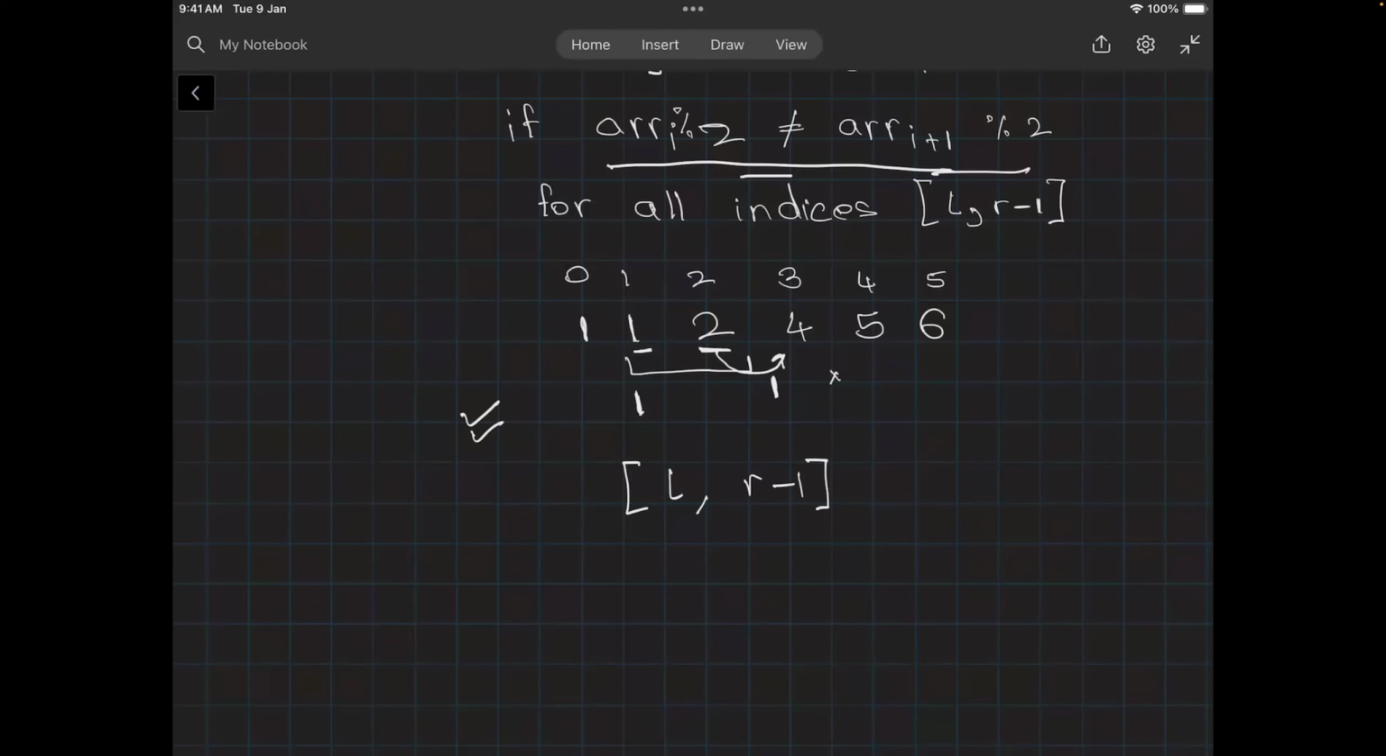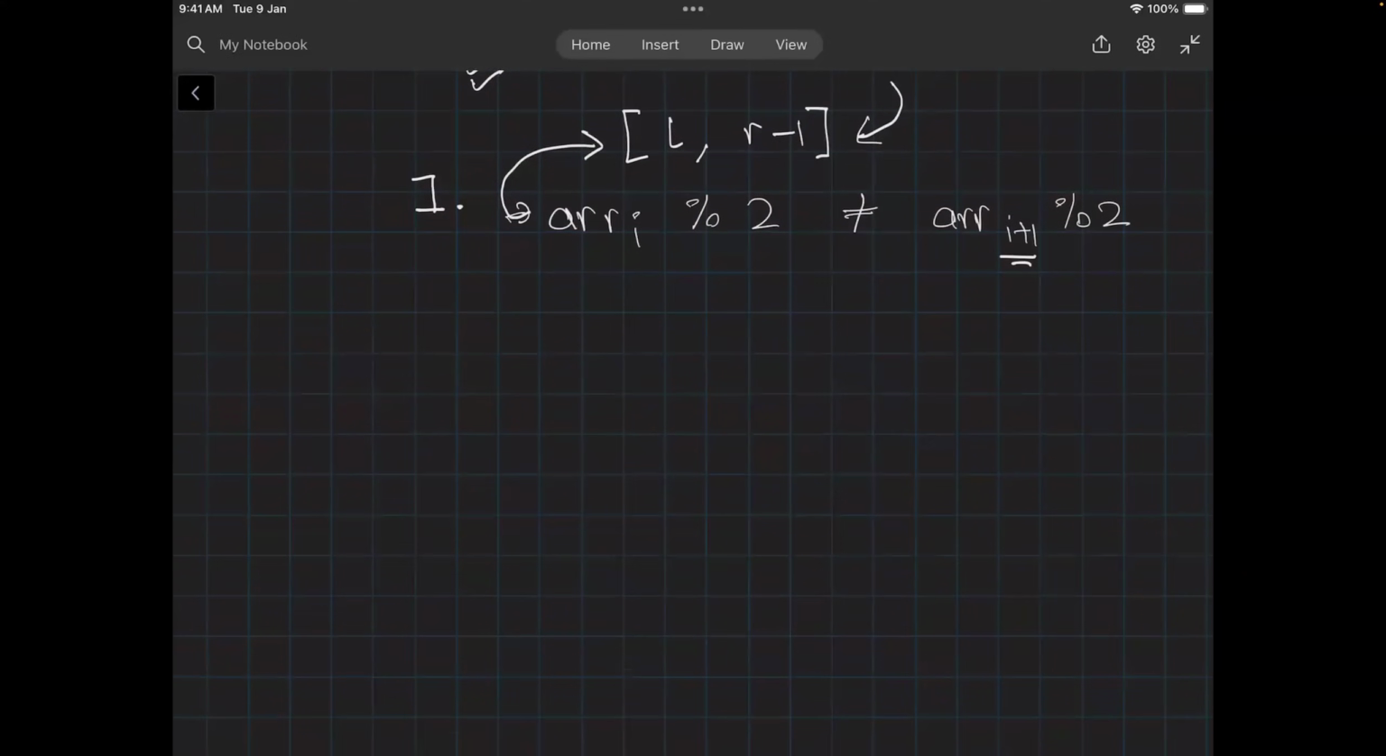As simple as that. Is this much clear, guys? Does this make sense? What condition? arr[i] modulo 2 not equal to arr[i+1] modulo 2. I don't need to check this condition in the entire range. I just need to check it in the range L to R minus 1, because when we are at the last index, i plus 1 goes outside the bounds. So this is the first observation, guys. This is how we check if an array is special or not.